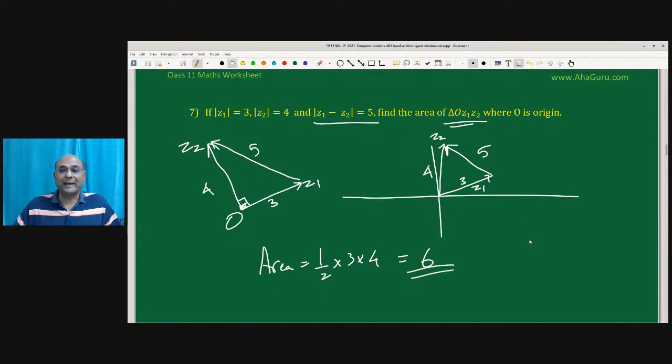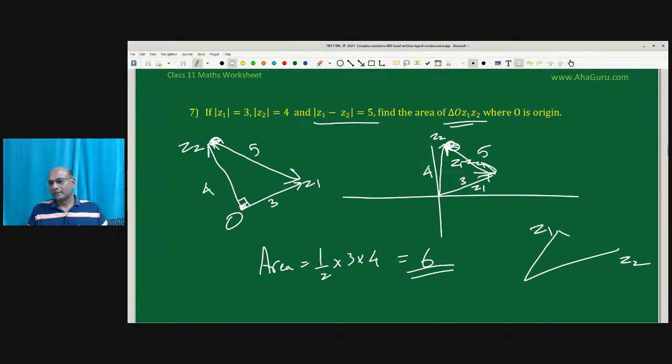Because Z1 minus Z2 is 5 just means that it is a line joining Z1 to Z2. Z1 minus Z2 means the opposite direction of Z2 minus Z1. That doesn't matter. We're only looking at the magnitude. If this is Z1 and that is Z2, this arrow is Z2 minus Z1. This arrow is Z1 minus Z2. Final minus initial. That's all. But either way, the answer is still going to be 6.